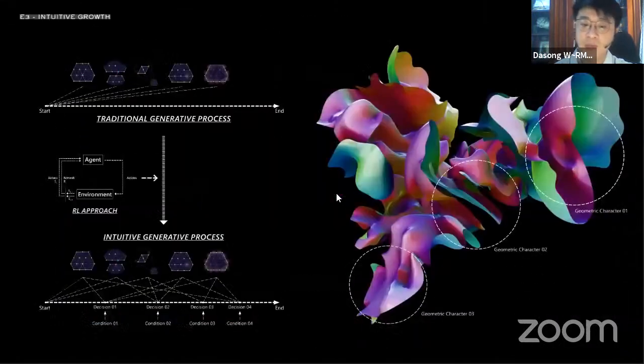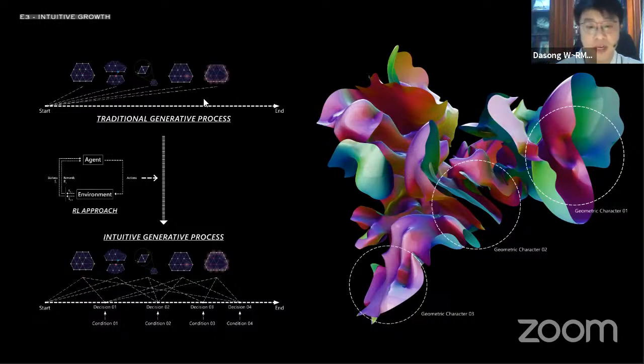Then the research has been pushed forward towards some different branches. This is an ongoing research titled Intuitive Pro, which aims to increase the sophistication of generative process control with another typical self-organizing algorithm, the mesh growth system. I think Mark has mentioned this system a lot in the presentation.